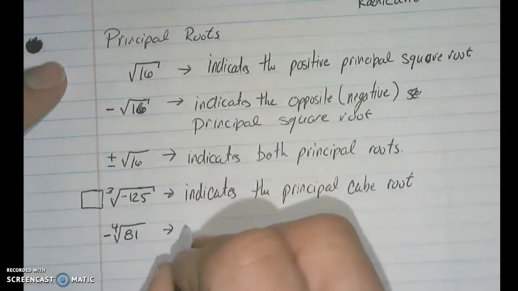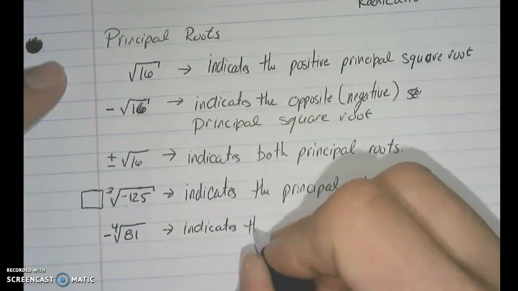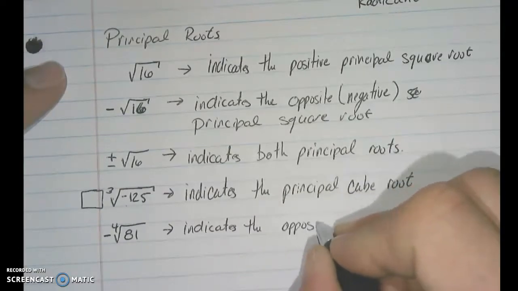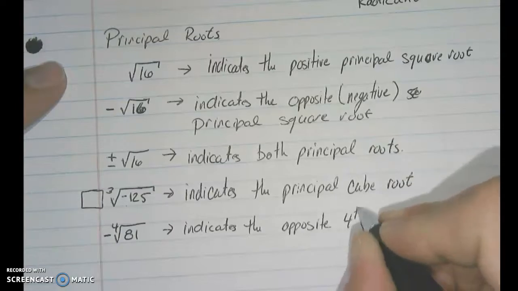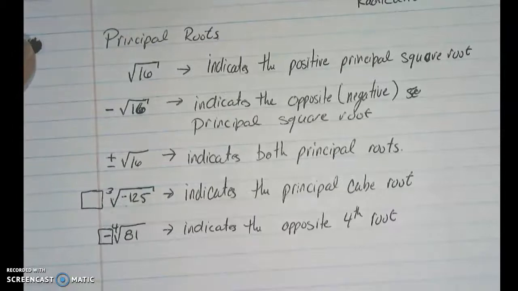So then we're going to have something like this. This would indicate the opposite fourth root, okay? Again, because we're looking at this value right here.